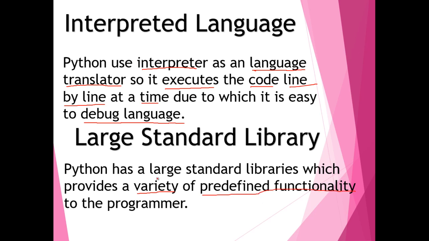As I told you, Python has a large standard library which provides a variety of predefined functionality to the programmer. So the programmer need not worry about writing the typical code. The Python library already contains many features and options, and the programmer has to simply use those options in his code. That's it. As I told you, sqrt is already predefined in Python. We don't have to follow the procedure. We just use that option in our program to find the square root of anything. So these are two more features of Python.